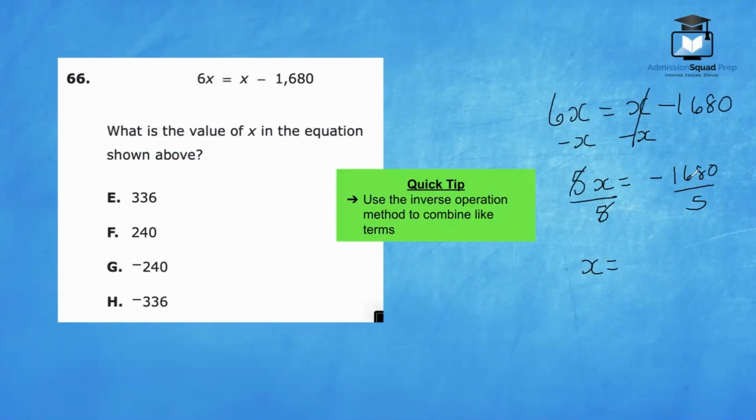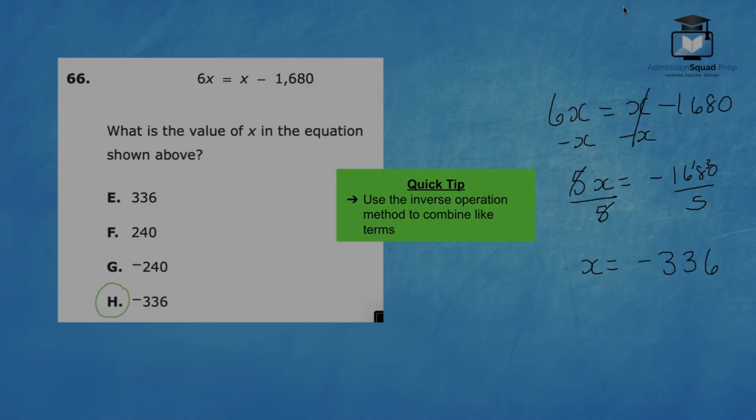Let's start dividing. 16 divided by 5 is 3, remainder 1. 18 divided by 5 is 3, remainder 3. And 30 divided by 5 is 6. So x equals negative 336. So H is the correct answer.